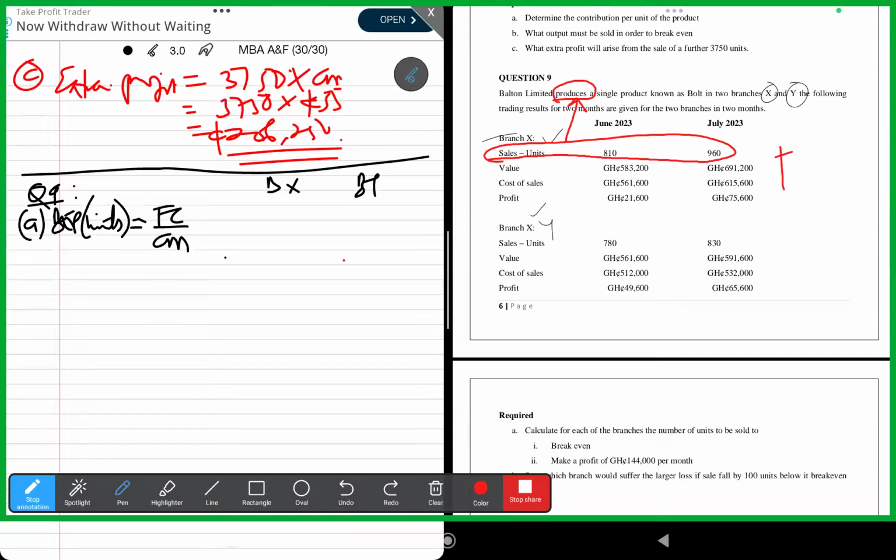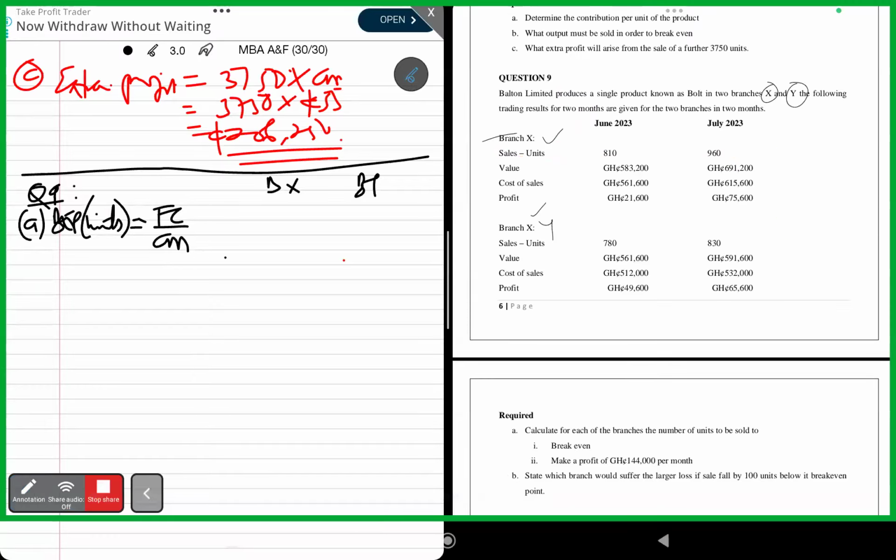But we need a fixed cost. So what we ought to do is this: we need to use the high and low method to get the variable cost. Then when you get the variable cost per unit, we will go and find the fixed cost. Then when we get the fixed cost, we will come and find the BEP in units. That's what you have to do.